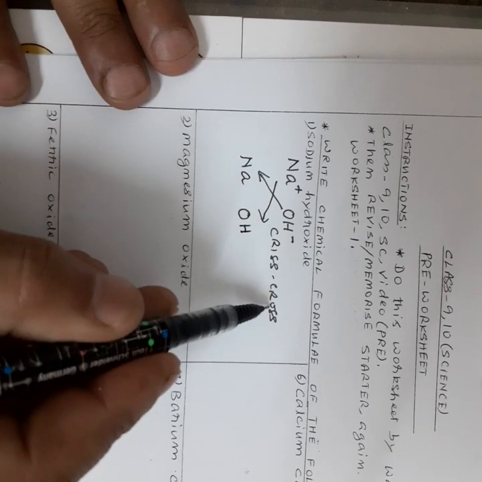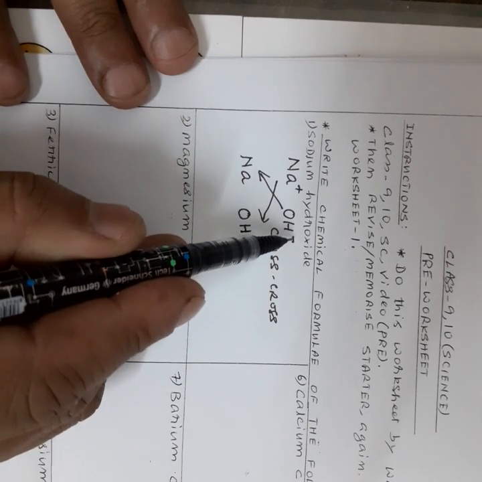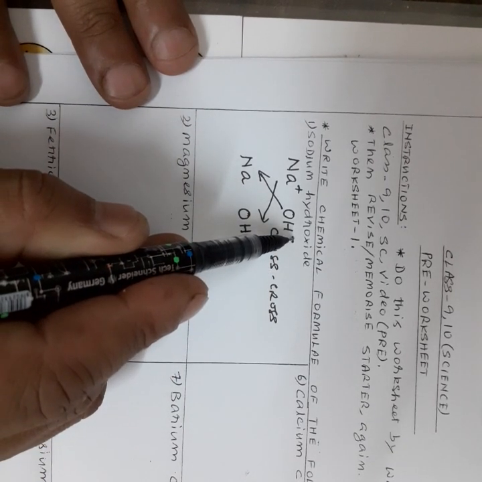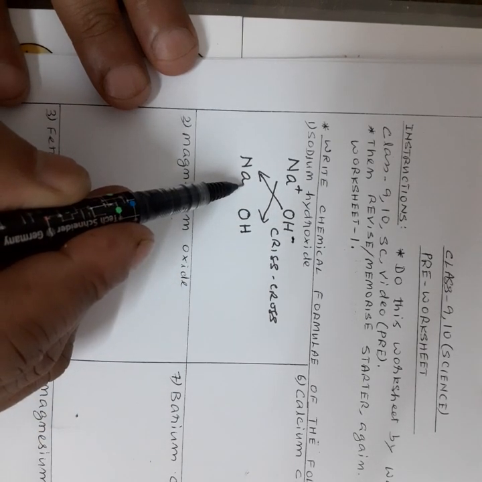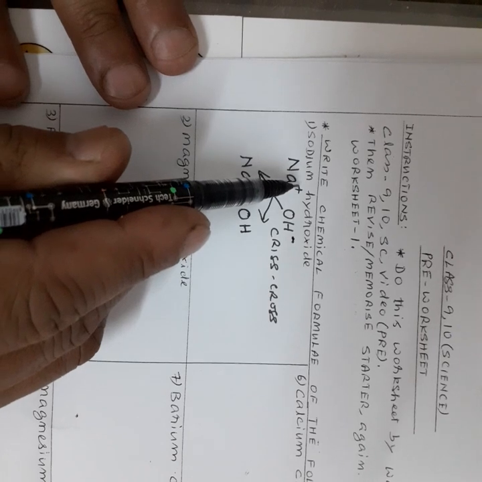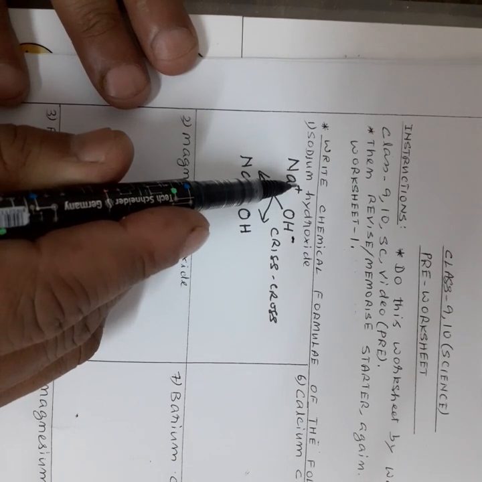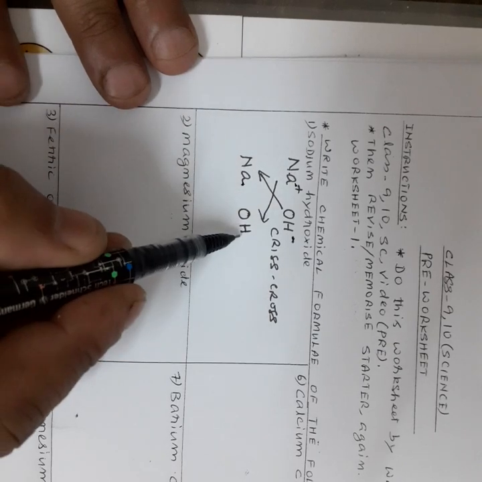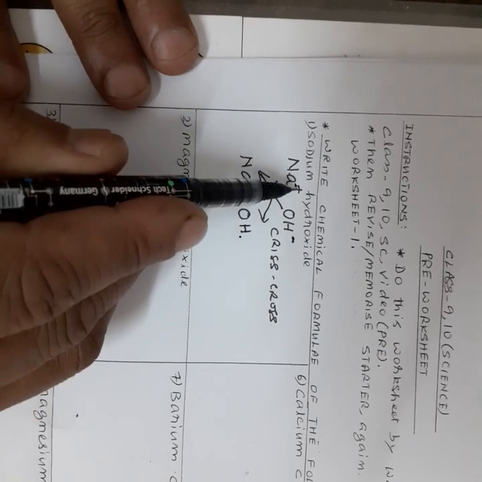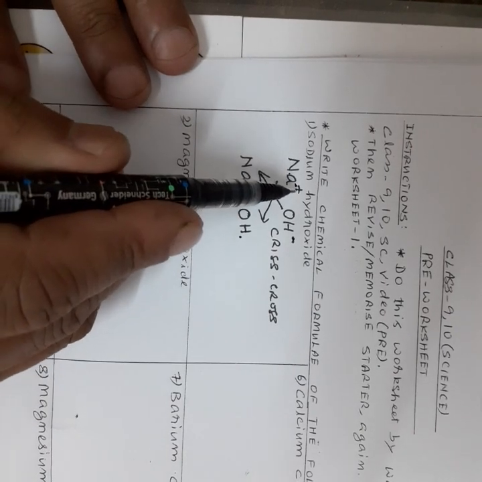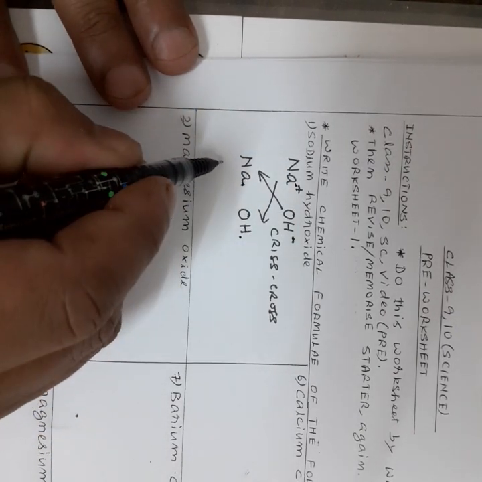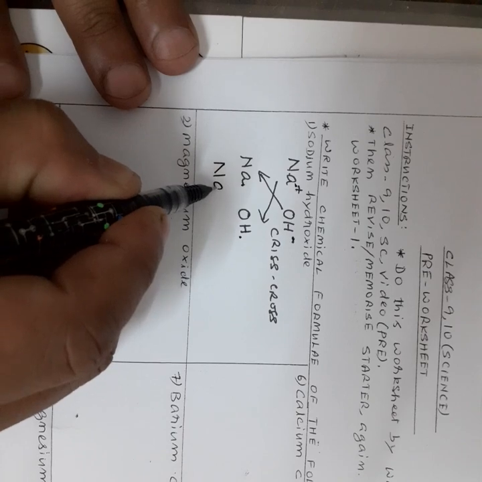Crisscross valency means the valency 1 of OH will go to the lower backside of Na, and the valency 1 of Na, without a sign, will go to the lower backside of OH. But since both are 1, we need not write that. So the formula for sodium hydroxide is NaOH.